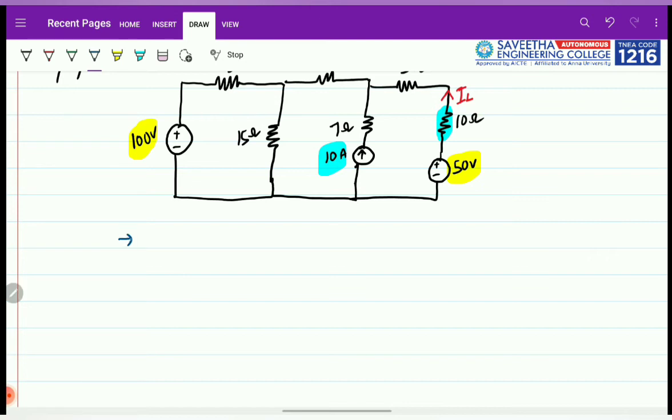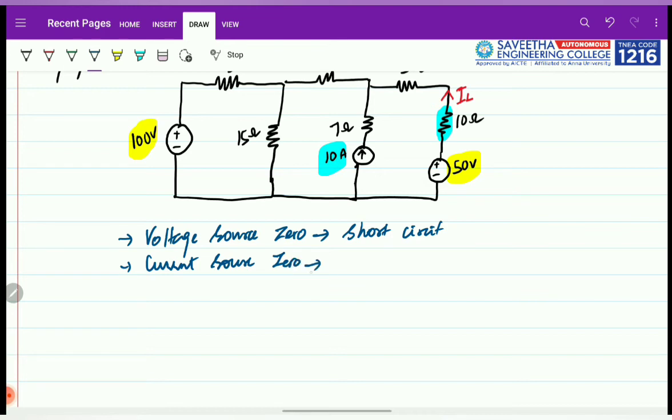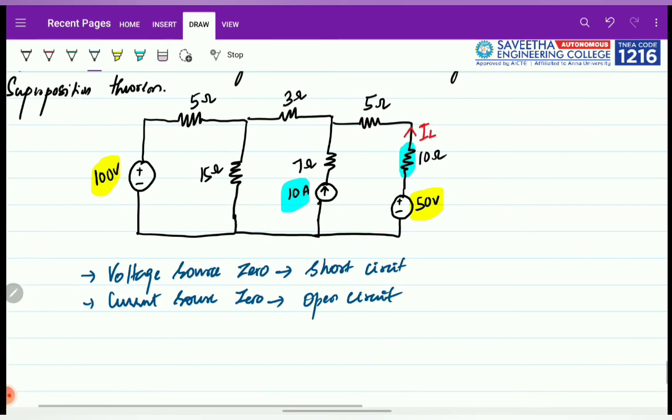In order to make a voltage source zero, we have to short circuit it, and to make a current source zero, we need to open circuit it. So we are going to follow this same condition. The above given circuit can be redrawn in terms of the superposition theorem in the following way.